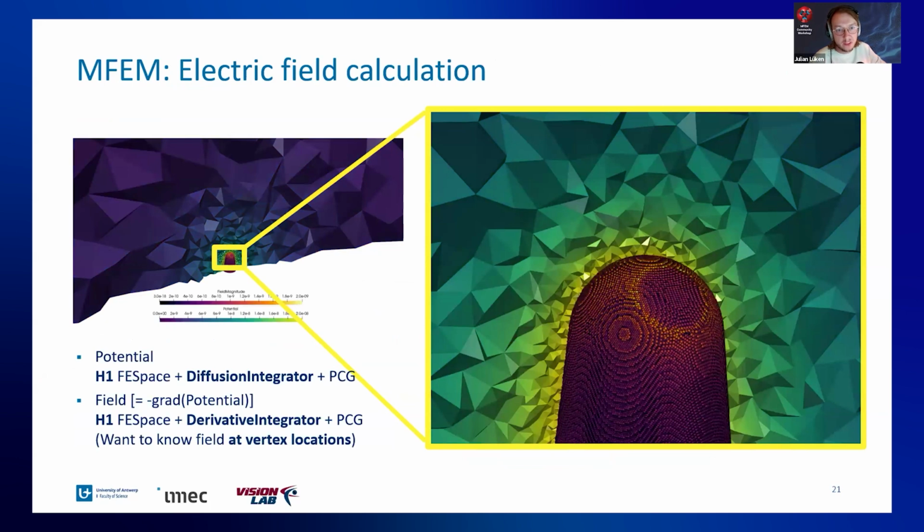ADAPTS now uses MFEM to solve the Poisson equation to acquire a solution for the electrostatic potential. This is very similar to how the Volta mini app works. We just have this H1 finite element space, and we apply a Dirichlet boundary condition at the base of the specimen. Then we use the diffusion integrator and solve using PCG. By taking the negative gradient of the electric potential, we acquire the electric field. Because we want to know the electric field at the vertex locations, which represent our atoms, we use the same finite element space and derivative integrators for x, y, and z directions, and then again solve using PCG.